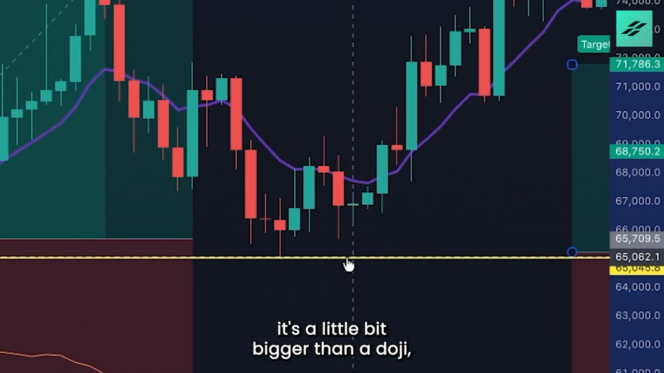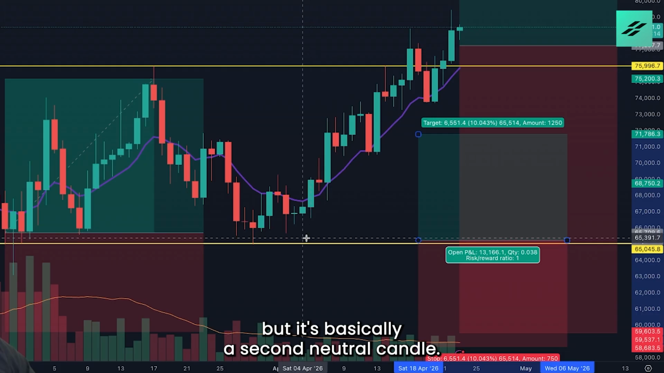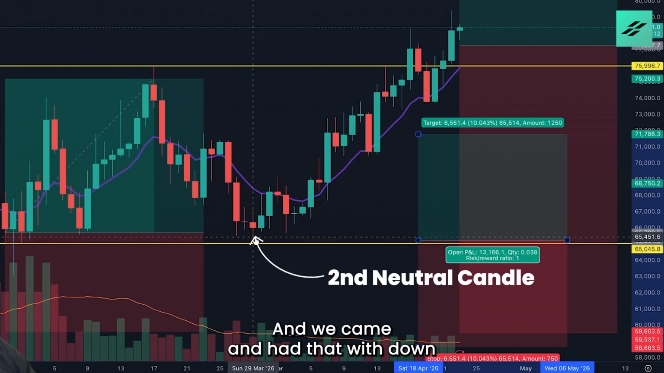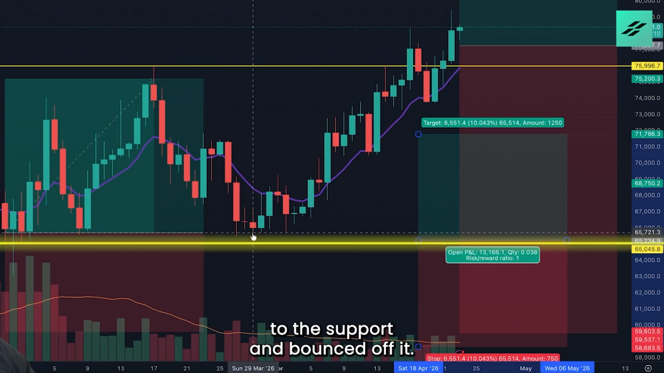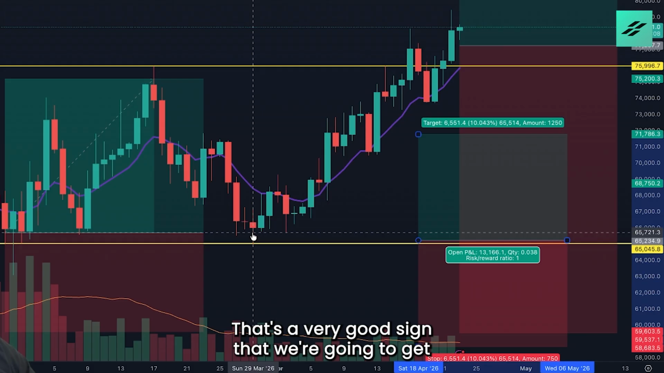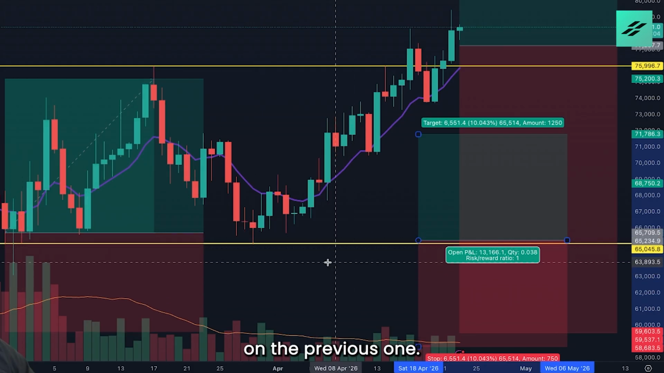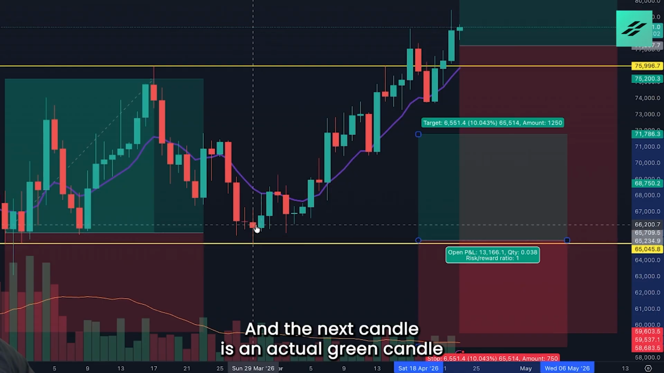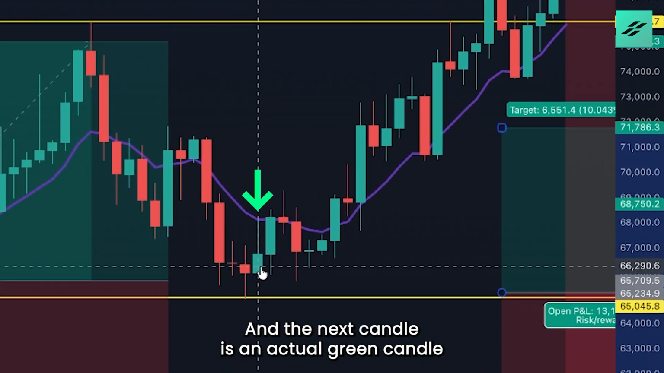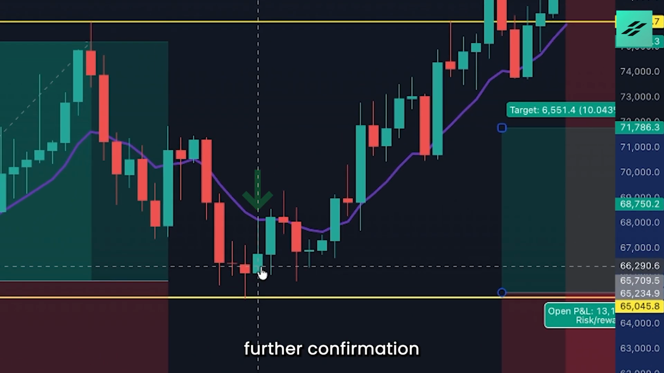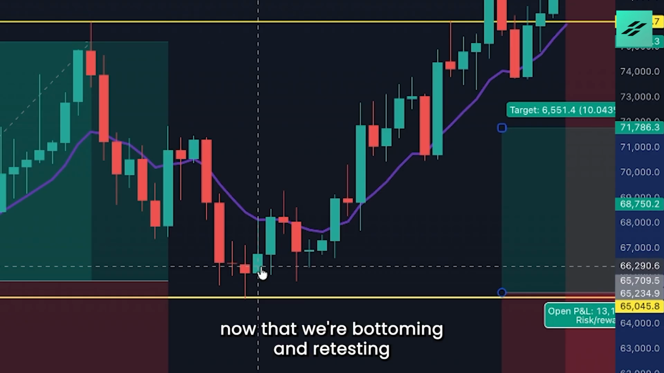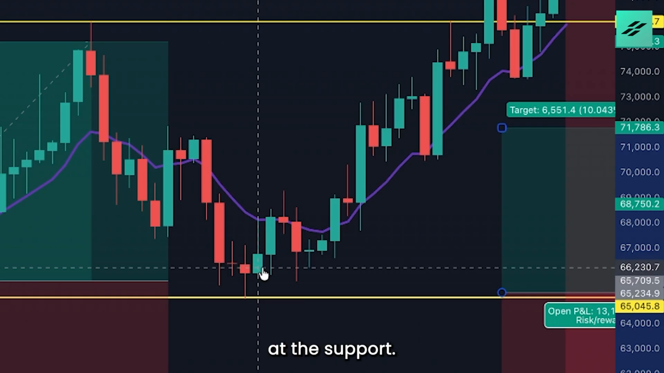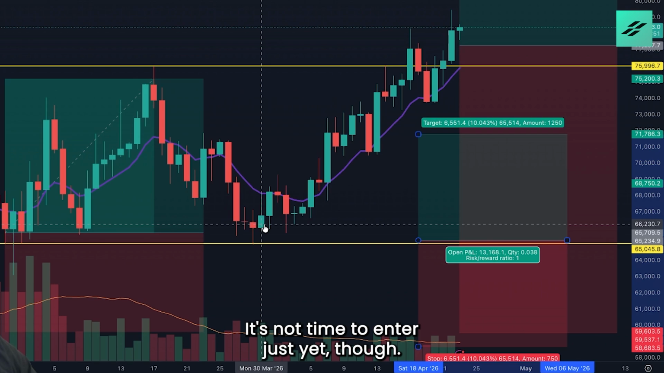It's a little bit bigger than a doji, but it's basically a second neutral candle, and we had that wick down to the support and bounced off it. That's a very good sign that we're gonna get another bounce here as we did on the previous one. And the next candle is an actual green candle. That's giving us further confirmation now that we're bottoming and retesting at the support. It's not time to enter just yet though.